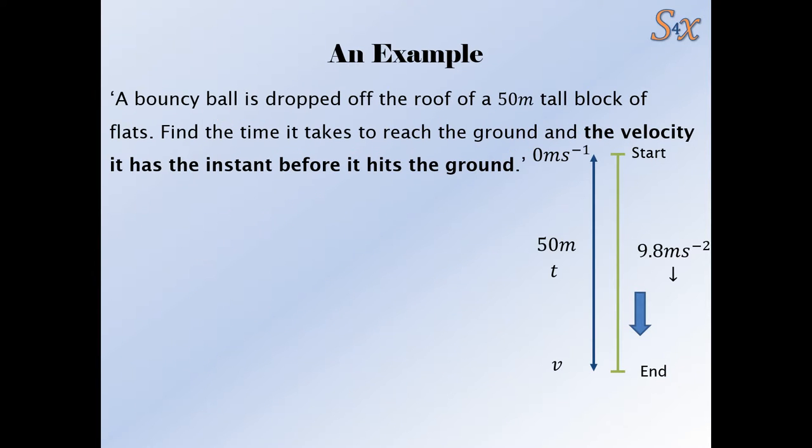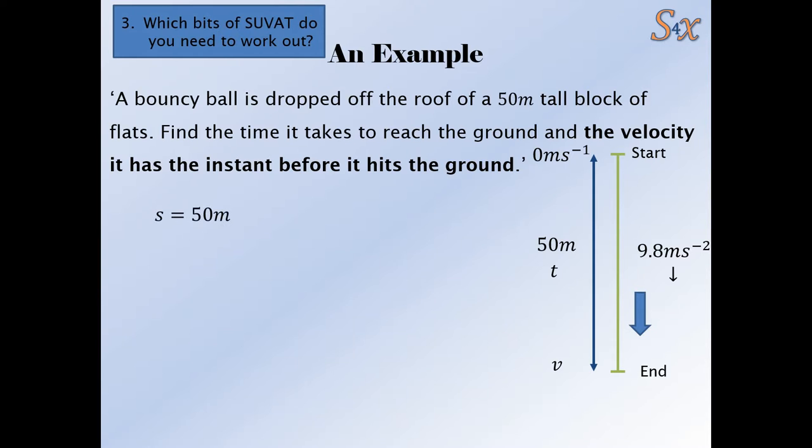Okay, so let's move on to the second part of the question. It said, as well as the time, we want to know the velocity it has the instant before it hits the ground. We've already done the direction bit. We now want to know which bits of SUVAT we know and which do we want to work out. s is still 50, u is 0, v is what we want to know, a is 9.8, as we discussed before, and it's now t that we don't care about. We do actually know what t is now because we just worked it out, but I've left it blank for now.